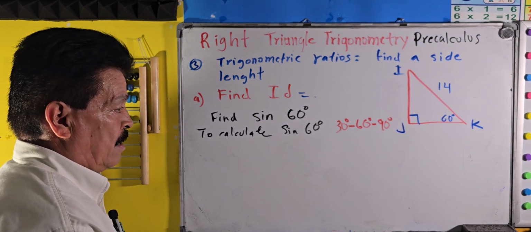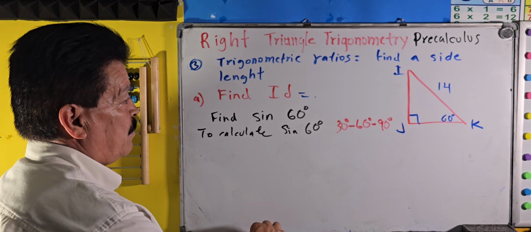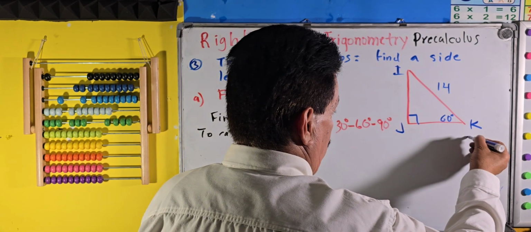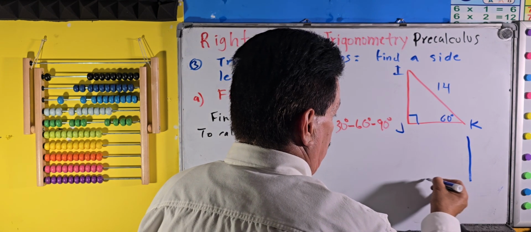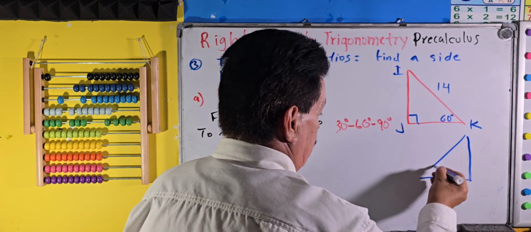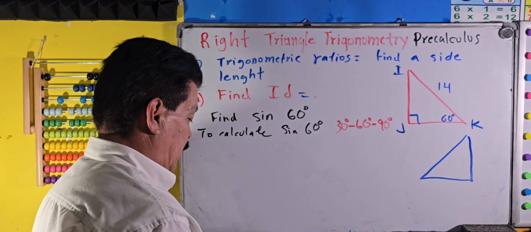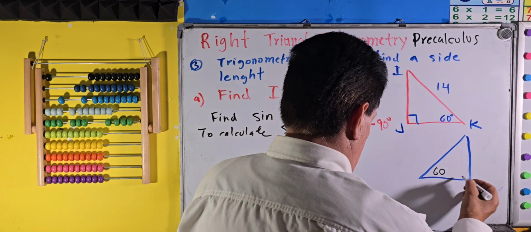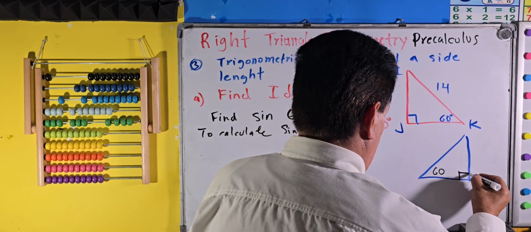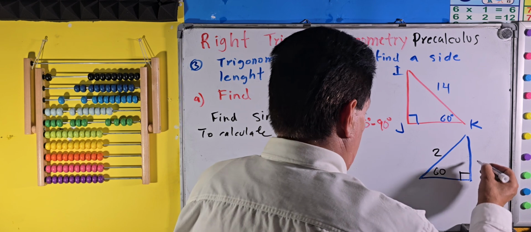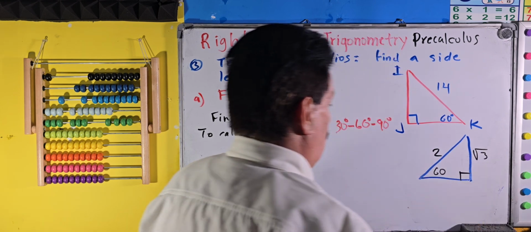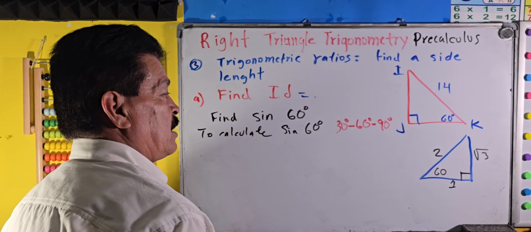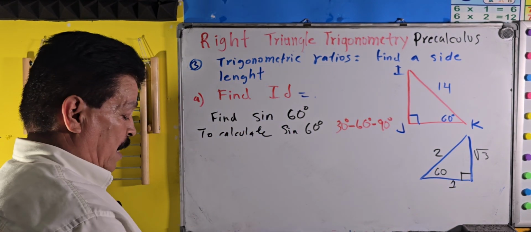So we have to make a picture right here with this triangle. I will draw the triangle right here. This angle is 60, and then this is a right angle. Here we have 2, here we have the square root of 3, and then here we have 1, right? Because it's a special right triangle.